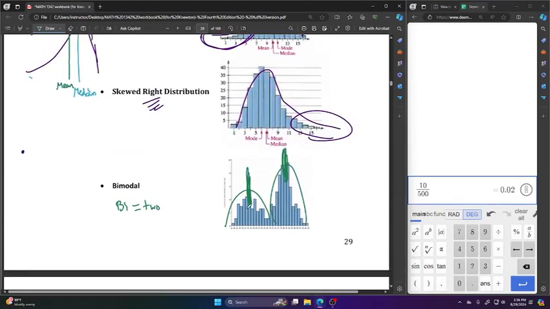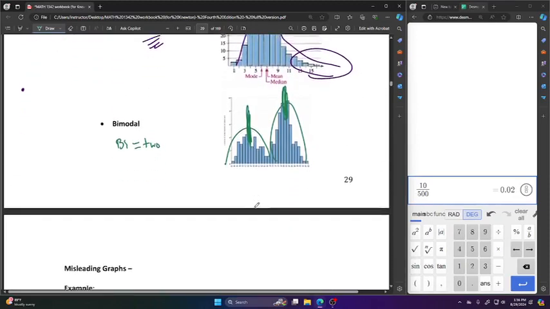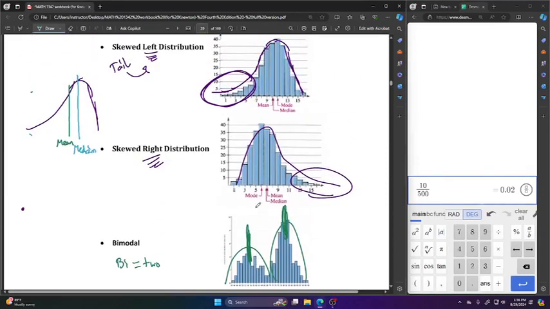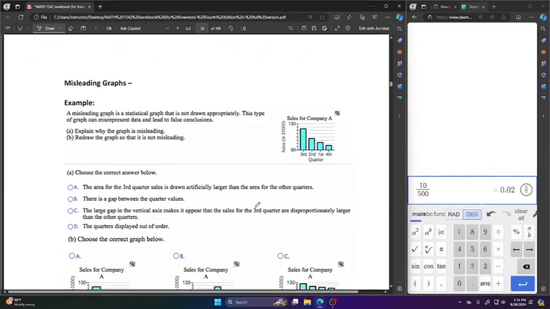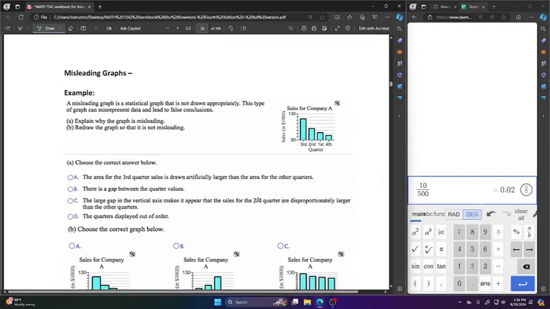Man, we need more discussion in this class, don't we? Gosh. Are we good there with that? I'm going to keep cruising. Okay, misleading graphs. Perfect. Now we got discussion. You're just listening and oh gosh.